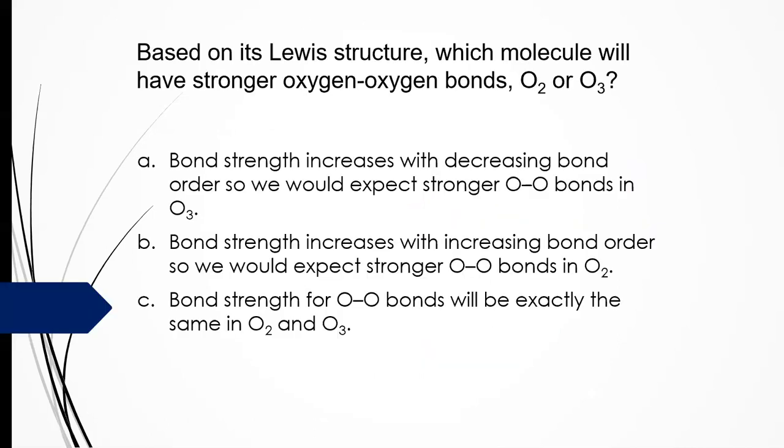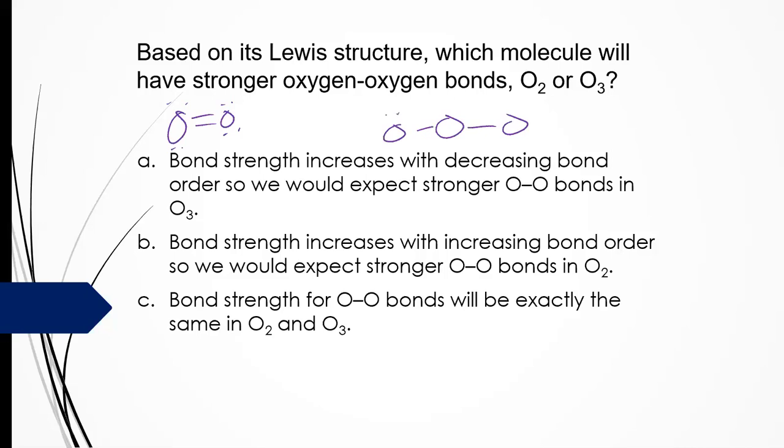This one is having you look at your Lewis structures. So we have O2 versus O3. Now you want to be looking at your Lewis structures, draw them out, and then try to predict which one will have stronger oxygen-oxygen bonds. So O2 is our first one. O3.